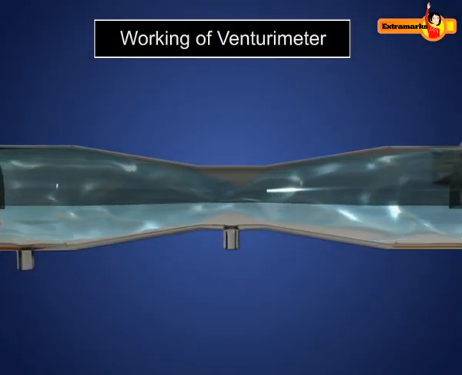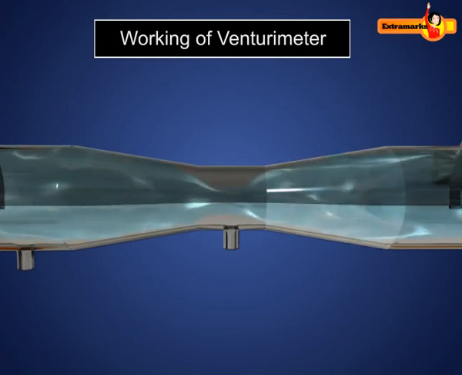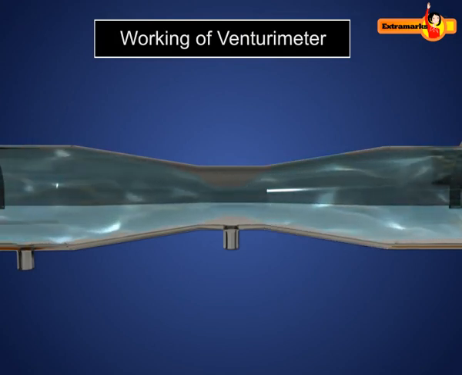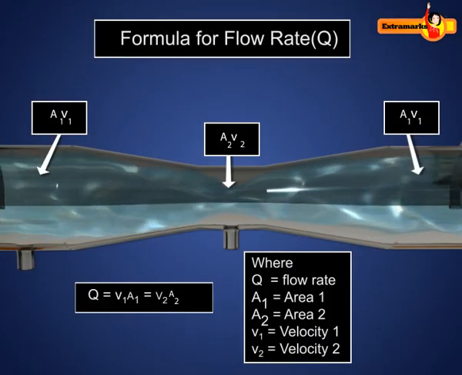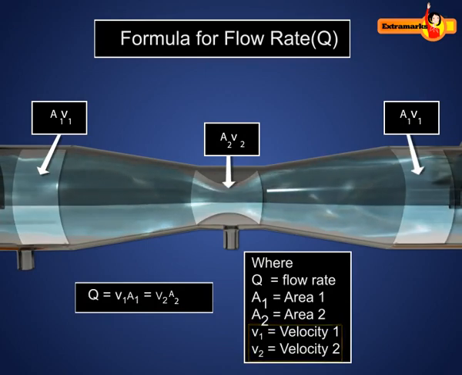When fluid reaches the diverging section, it regains its pressure and its kinetic energy. By measuring the two pressures, the velocity of the fluid can be calculated.